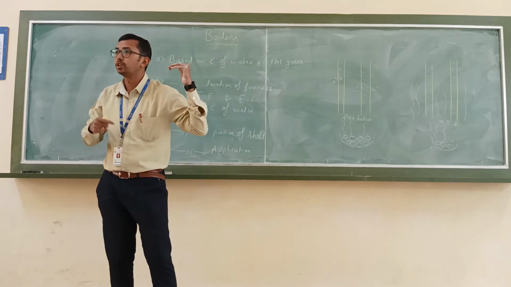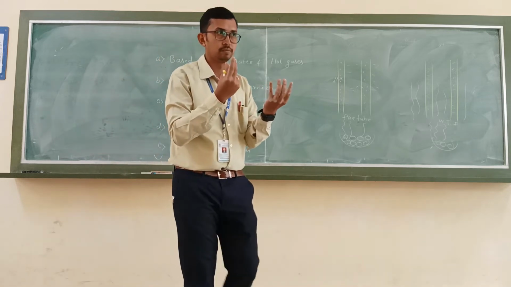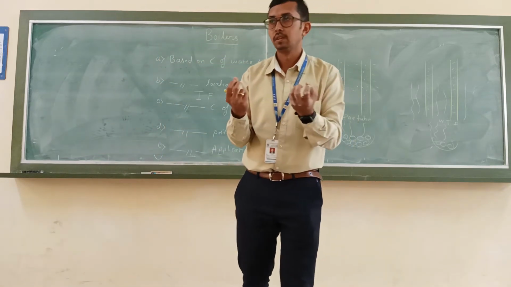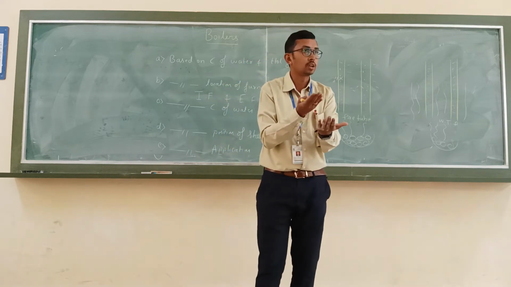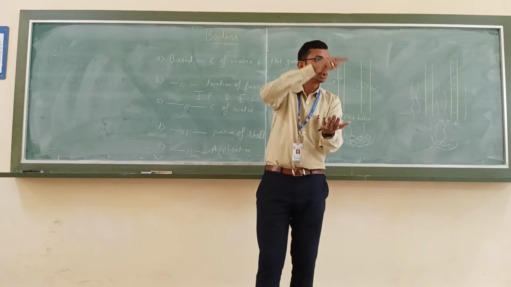How is the water going to circulate? For example, have you observed boiling water? What happens? The hot water comes up, and the cold water goes down. This is called natural convection.